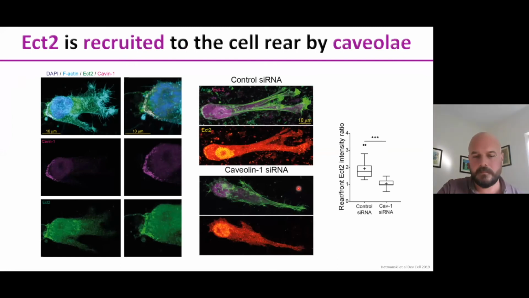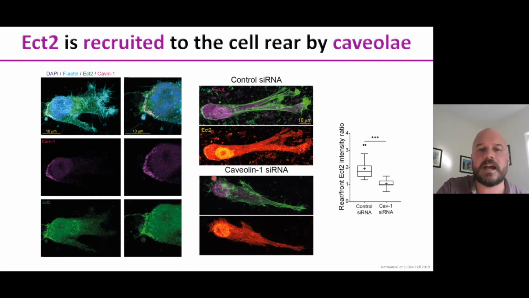ECT2 is mainly associated with mitotic rounding and cytokinesis. ECT2 is actually found in the nucleus and cytoplasm of interphase cells. It accumulates around the rear of cells moving in 3D, and we see really nice co-localization with caveolae markers. So it looks like ECT2 can be recruited to caveolae. We see this enrichment of ECT2 around the rear of cells moving in 3D.